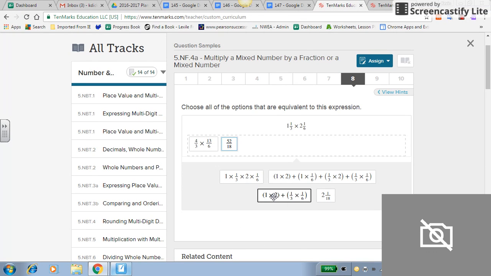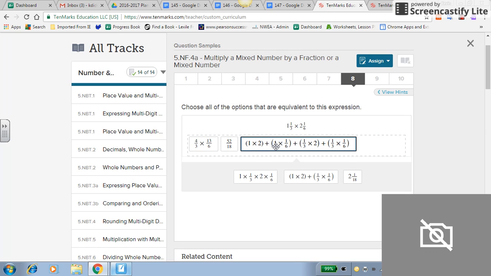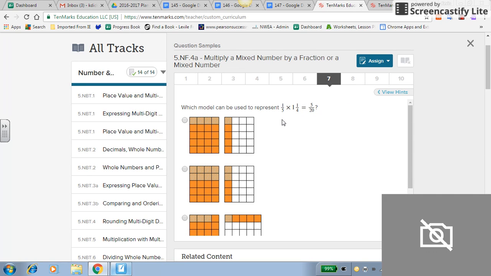No. So now we're talking about distributive property. That's another choice here. And remember, distributive property just means I take the 1 times 2 plus 1 times a sixth plus 1/3 times 2 plus 1/3 times a sixth. It's got to be each part. So make sure you're looking for the distributive property correctly. These two do not display that. All right, I skipped this one. We've seen models like this quite a bit, but this one has mixed numbers now.